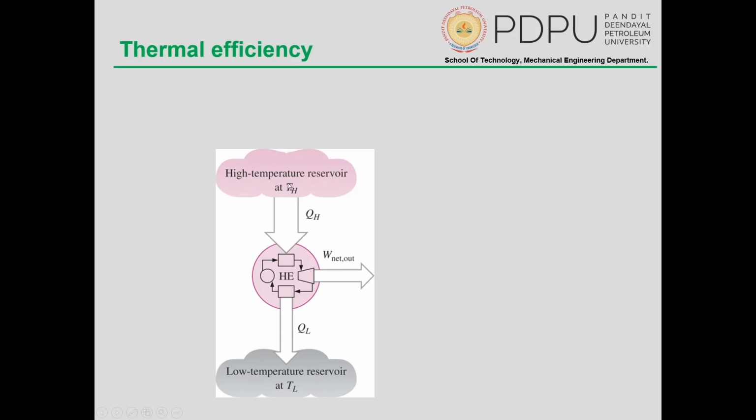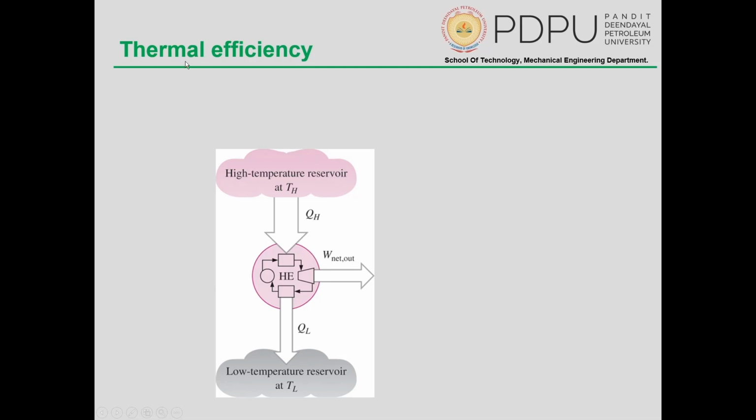Along with a few notations: a high temperature reservoir at a temperature TH which is not supposed to change, and the amount of energy taken out is QH. Here also you can see the representation of the heat engine. It is not necessarily required to be this particular set, but a clockwise rotation. So we have a work output, and a certain amount of heat is rejected to the reservoir at TL, and the amount of energy released is QL.